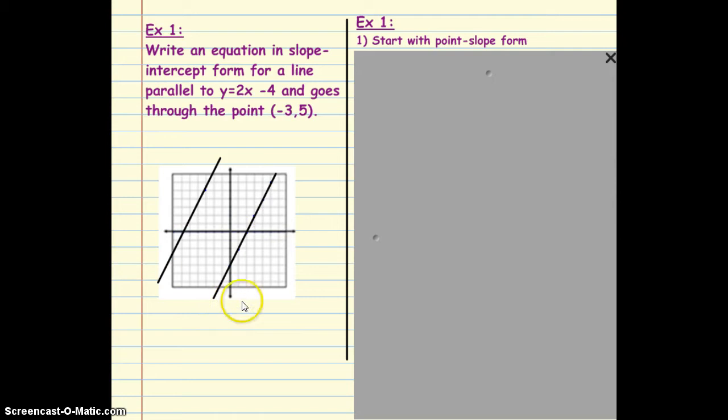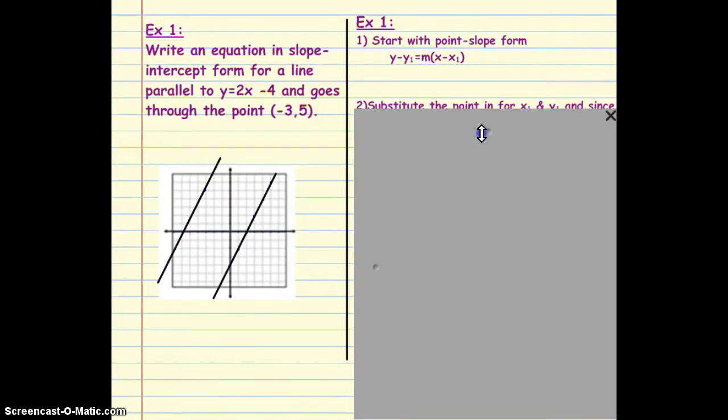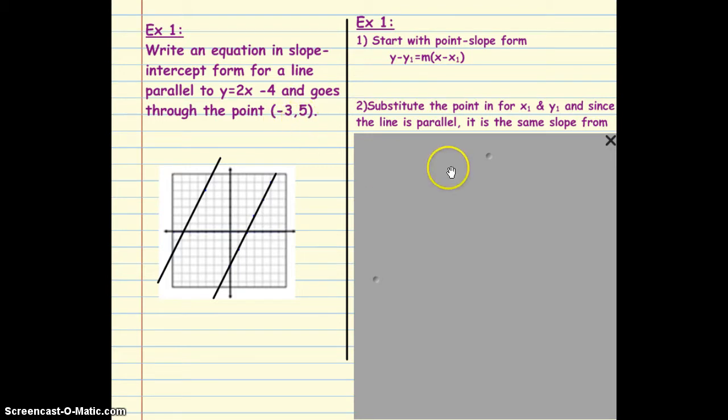Alright, here's what we're going to do: we're going to start with point-slope form. Okay, and reminder, point-slope form, that's our y minus y1 equals m times the quantity of x minus x1. Knowing that, we are going to substitute in a point for our x1 and y1, and since we're looking for a line that's parallel, that means we're going to have the same slope from our equation.